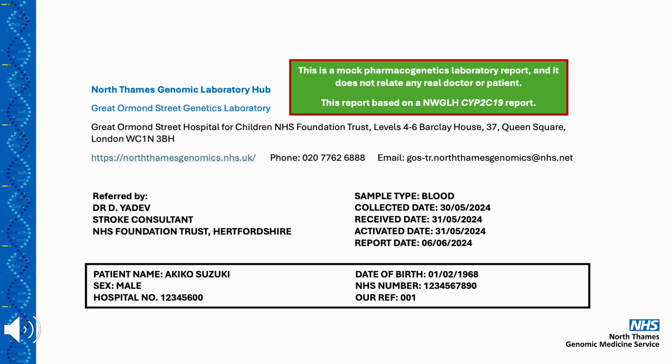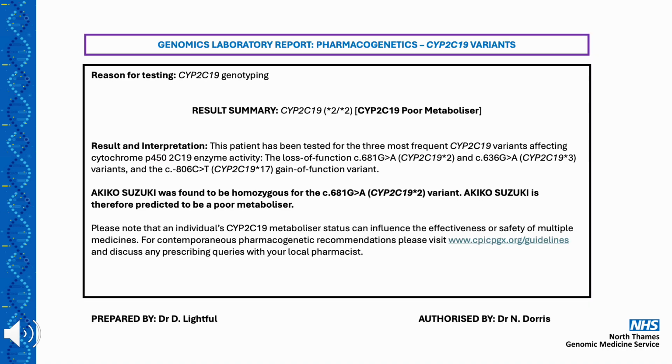At the bottom are the details of the fictional patient Akiko Suzuki, along with the date of birth, NHS number and hospital number. In a report, these details should be checked to ensure they match the patient. The purple box with blue text at the top demonstrates that this is a pharmacogenetic report for variants in CYP2C19. In the black box, the reason for testing is that the clinician wishes to obtain the CYP2C19 genotype.